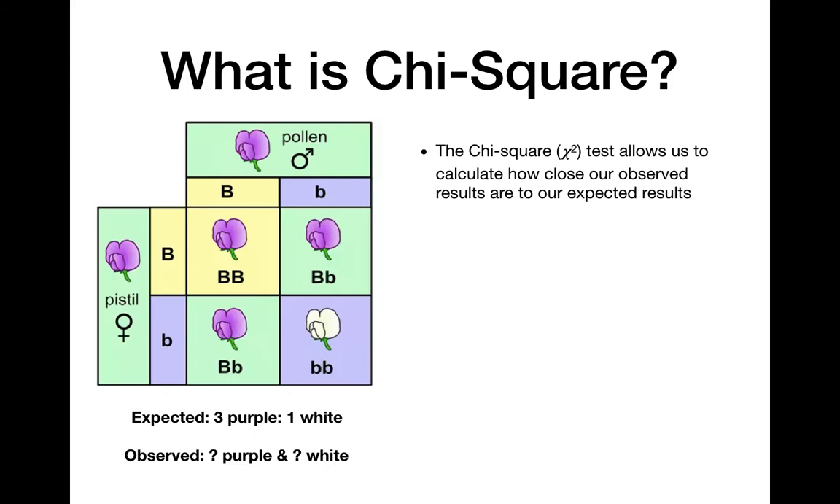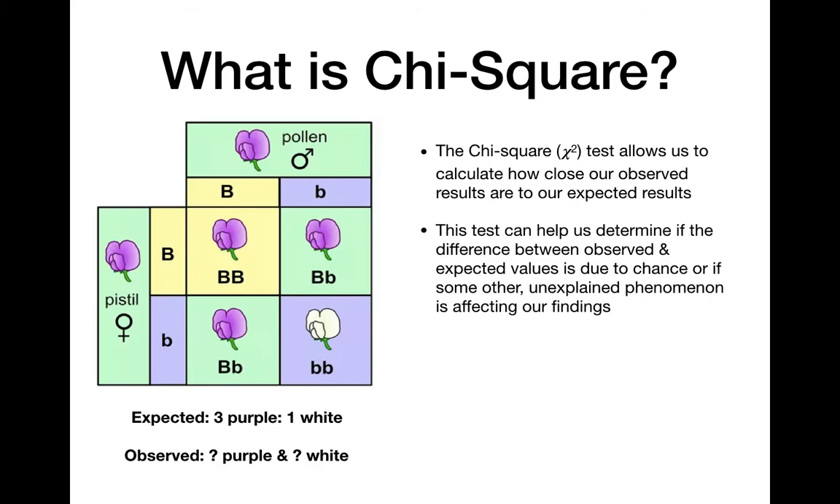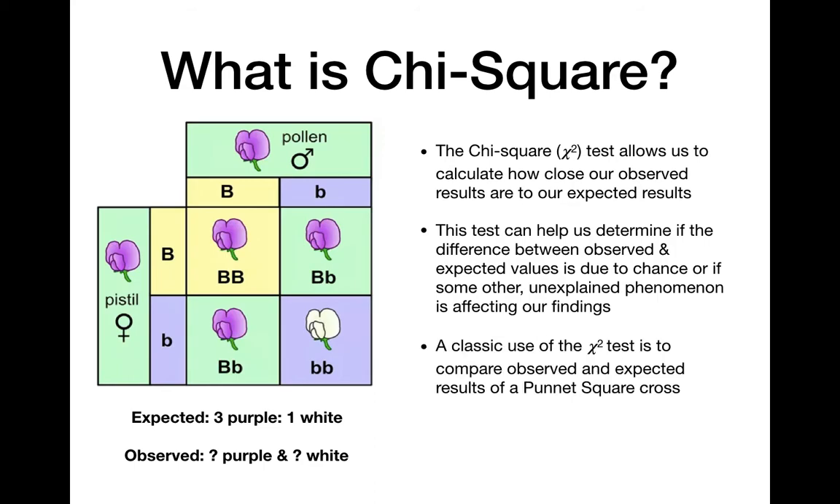Okay, let's talk about chi-square. Chi-square allows us to calculate how closely our observed results are to expected results. This will be on your exam, so be prepared to do a chi-square test. So we can see if it's caused by chance or some other unexplained phenomenon.